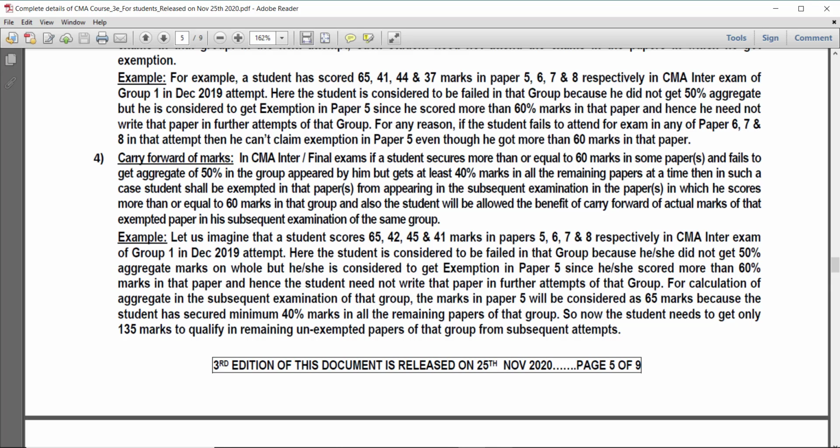So in simple words, he has to score at least 40 marks in each of the 3 papers, and the aggregate of those 3 papers should exceed 150 marks. That is 50%. Only then he will be considered as qualified in group 1.